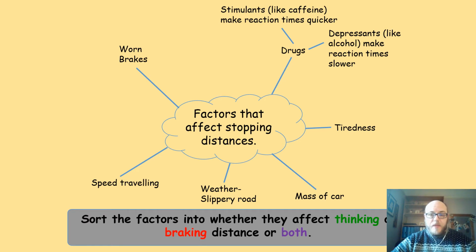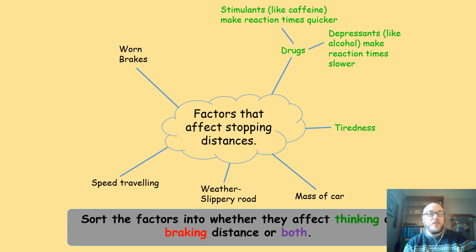So these things, drugs and tiredness, alcohol, stimulants. I said 3, that's 2 things. These things affect our thinking distance. If we are stimulated by, like we're on caffeine, then our reaction times speed up, at least temporarily. But if we're taking depressants, such as alcohol or cannabis, or we're tired, then our reaction times slow down considerably. And this can have the effect of causing crashes because we take a lot longer to think and react.